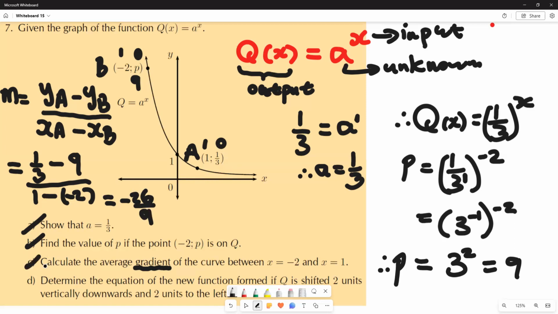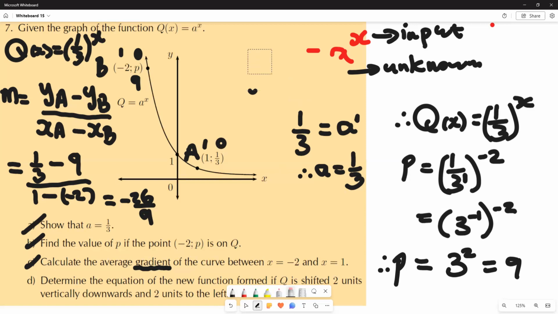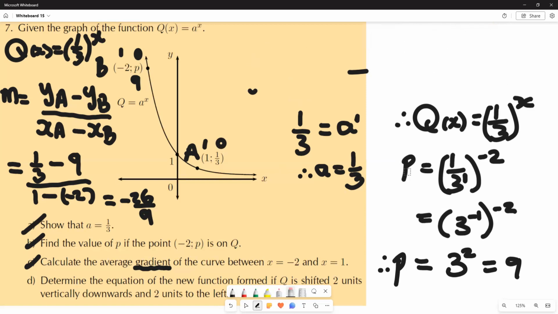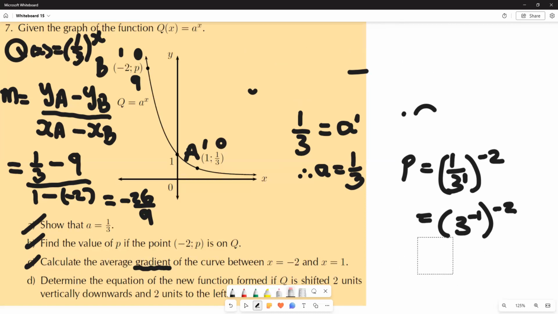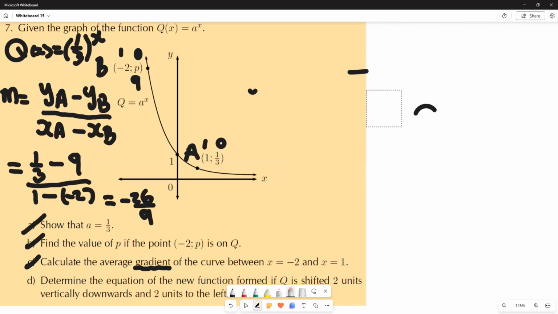Perfect. And then they say determine the equation of the new function. Let's write q of x here so that I can erase. So q of x is 1/3 to the power x. So we can now erase these here. Let's erase this side quickly.